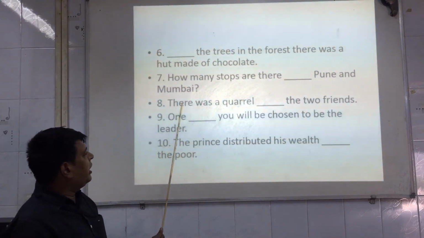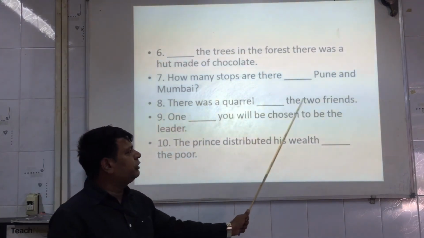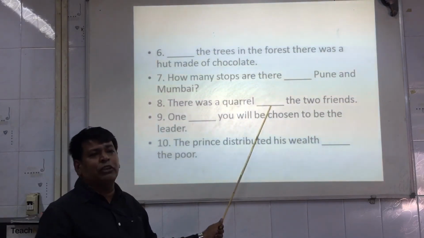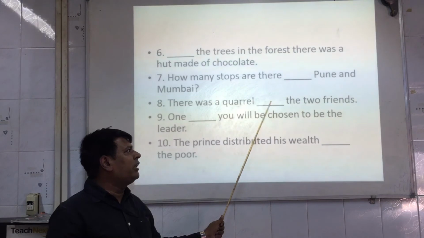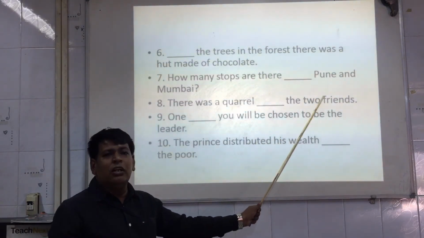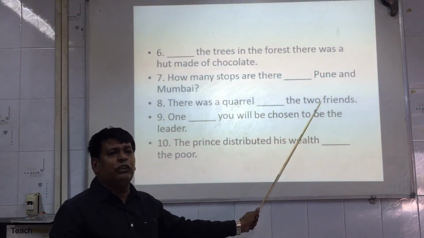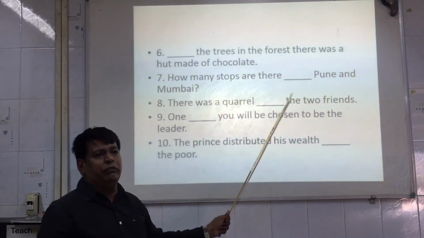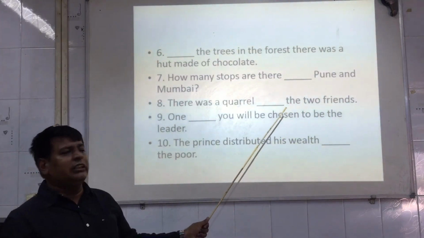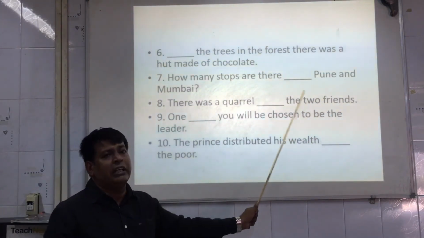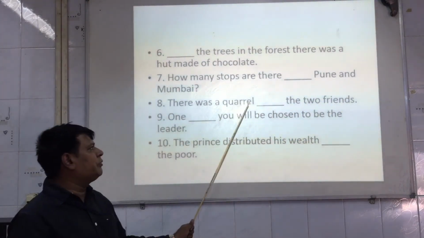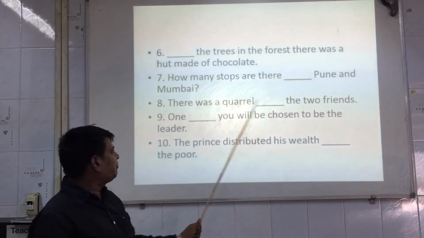See the eighth one now. There was a quarrel dash the two friends. Now here again, which preposition will we use? We will use the preposition between here. Why? Because we are talking about two people, that is two friends. So when we talk about two people or two places or things, we use the preposition between. So in the eighth one we are talking about two people, two friends, so we will use between here.